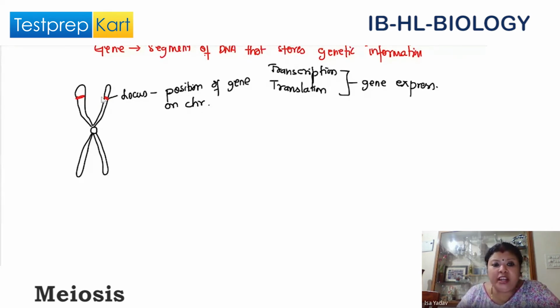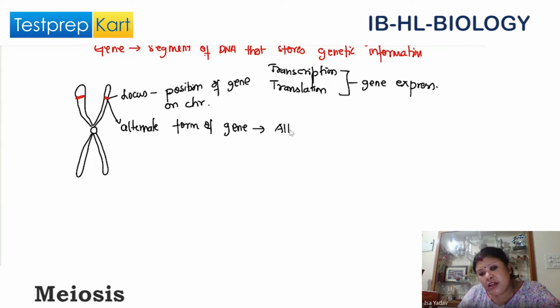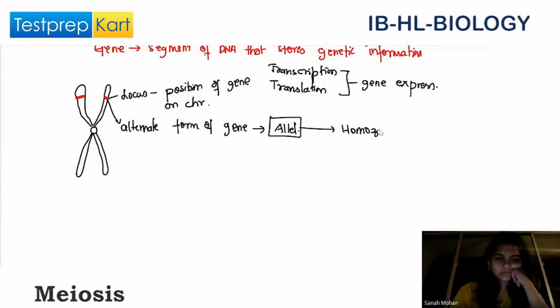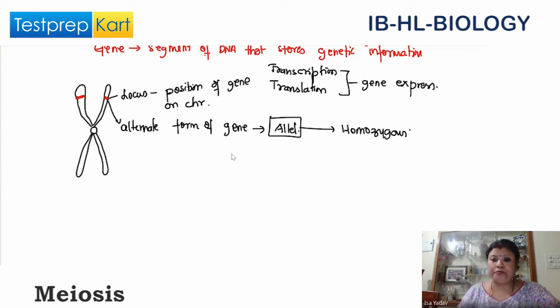This alternate form of gene is called an allele. What is it called? Allele. Alleles are alternate forms of gene. Alleles can be homozygous.